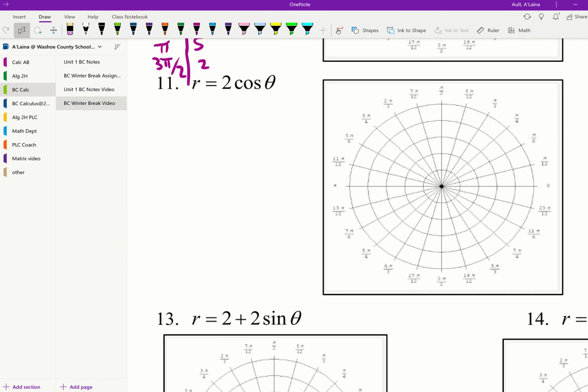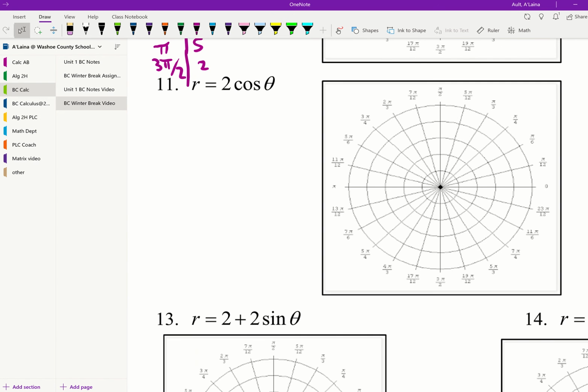All right, we do not have anything added or subtracted. This is not a cardioid. This is not a limaçon. This is a circle.